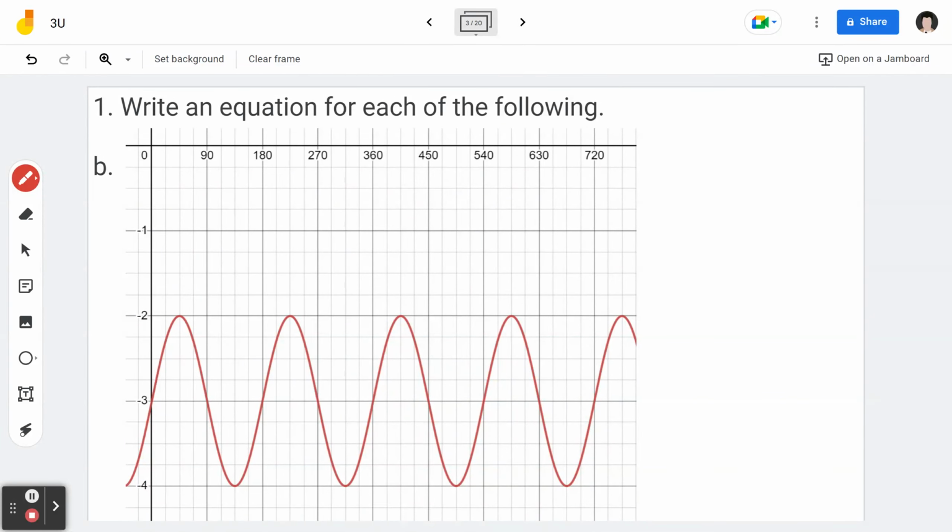Example 1b, again, here's the graph. We need to write this in terms of sine and cosine. I would like you to press pause. After you rewrite this in terms of sine and cosine, press play again. I'll be here.